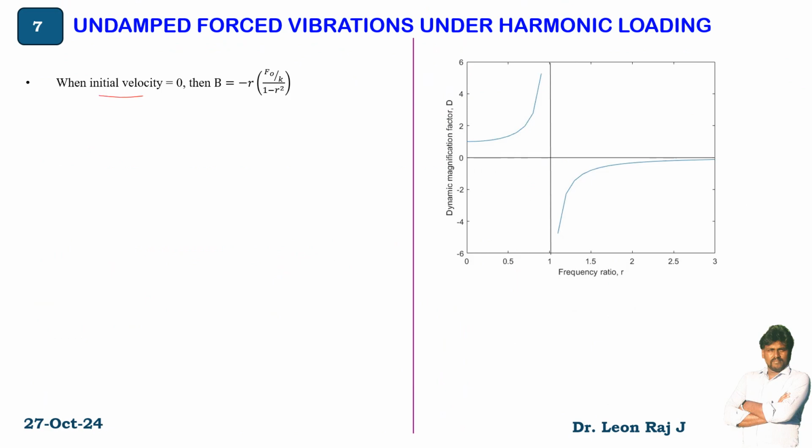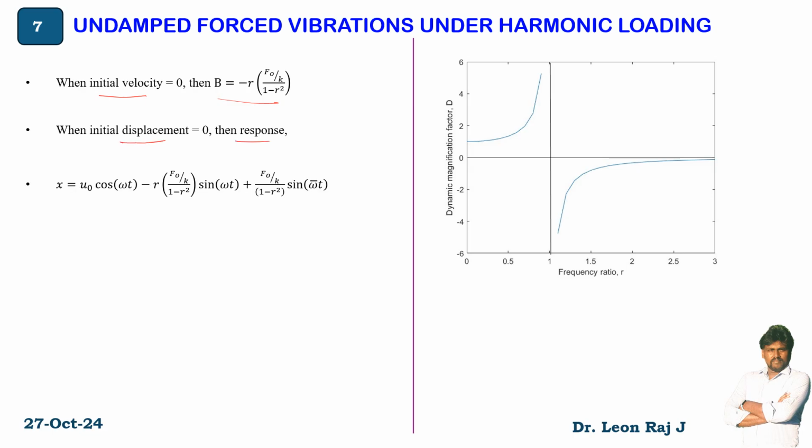When the initial velocity is equal to 0, then your b, the whole term, turns into b equal to minus r into f0 by k divided by 1 minus r square. When the initial displacement is equal to 0, then the response x looks like this. This is our response actually: u0 cos omega t minus r into f0 by k 1 minus r square sin omega t plus f0 by k 1 minus r square sin omega bar t. So here this term will be 0 when the initial displacement is equal to 0.